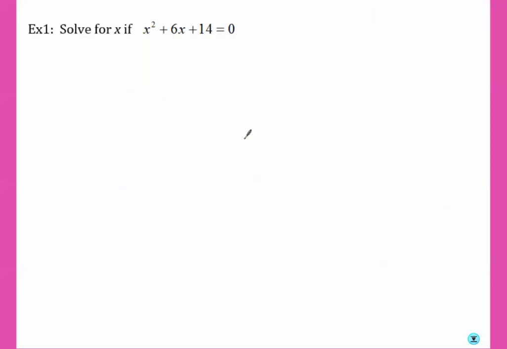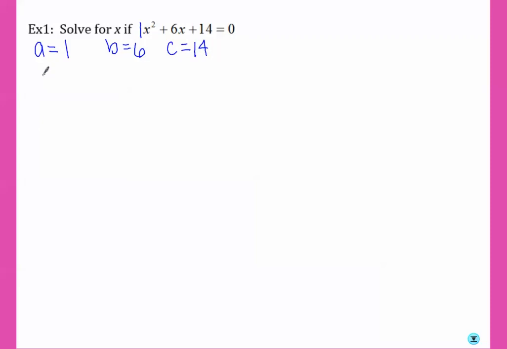Solve for x if x squared plus 6x plus 14 equals 0. So in this equation, we need to find a, b, and c. We can start finding a, b, and c right away because it's already equal to 0. A is the 1 that's invisible in front of the x squared. B is the positive 6 that's in front of the x, and c is our 14 on the end.